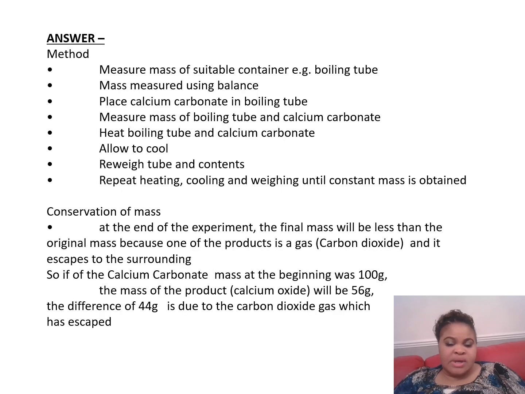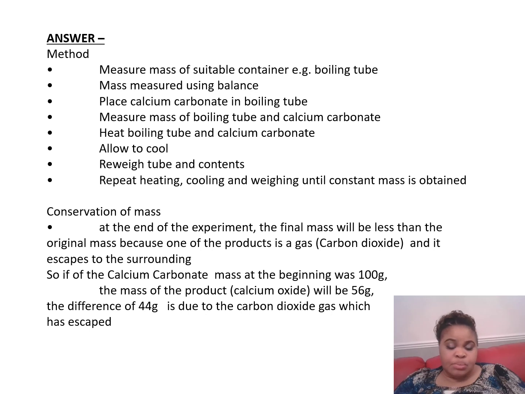So this is the answer. It's a bit long, but if you just manage to read through, you have to list the method that they will use, and then you have to explain the conservation of mass, why the 100 grams of the reactants does not give you an equivalent 100 grams of the product. It's because carbon dioxide is produced. When gas is produced, it evaporates into the environment, and that's why that counts for the loss in mass.